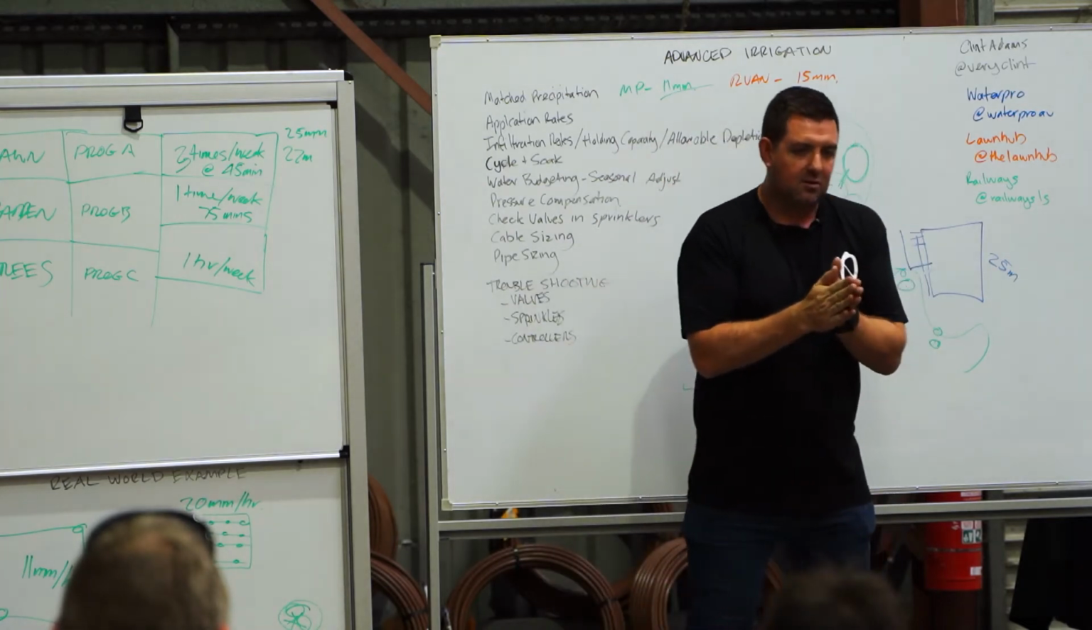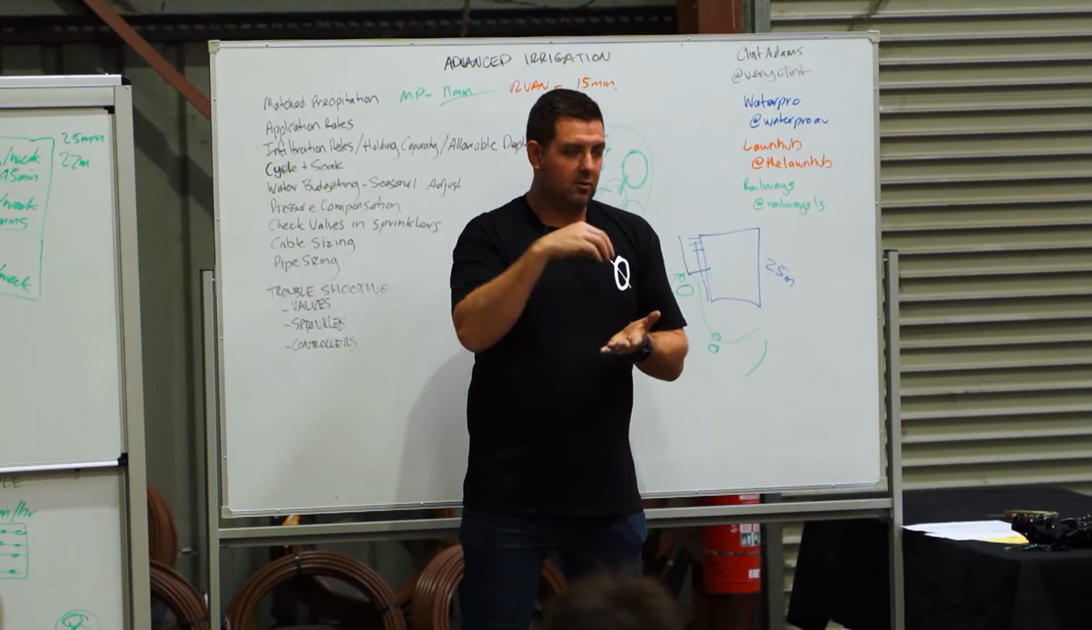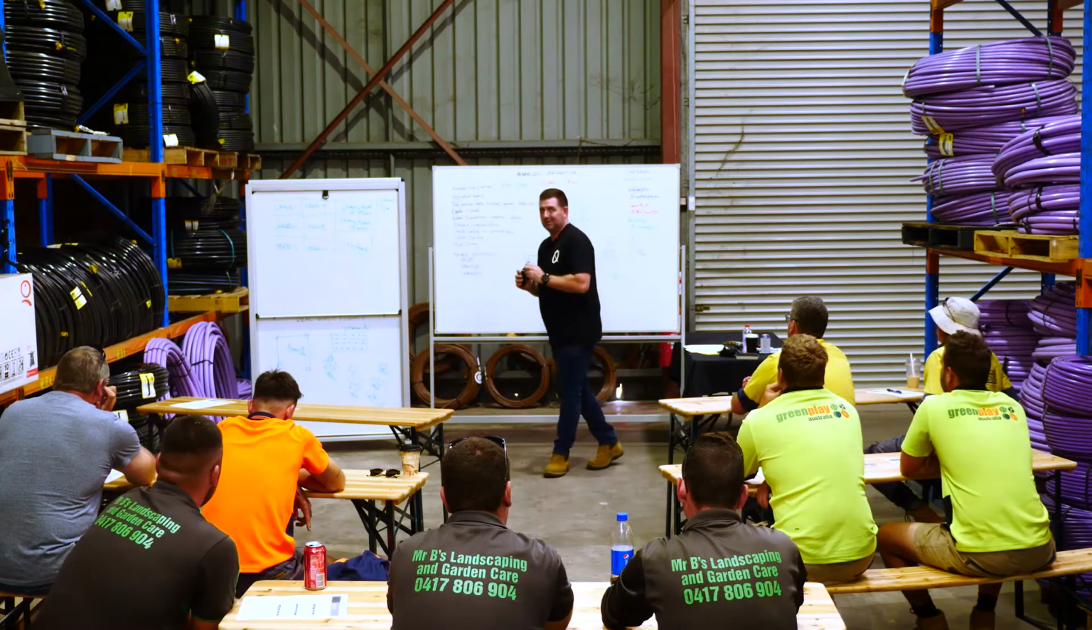If it's an existing system and you can't get a pressure reducer in the valve box, you can buy pressure reducers that screw onto the top of a valve. Hunter call theirs an AccuSync.